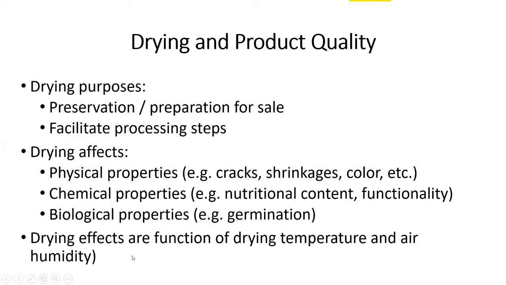And we know that drying effects is a function of drying time and air humidity. Humidity is really related to shrinkage. When you have high temperature and really low humidity surrounding the product that you dry, you will have a high degree of shrinkage, and probably you will destroy the texture of the product that you dry. So we need to optimize these two aspects when we dry agricultural products.